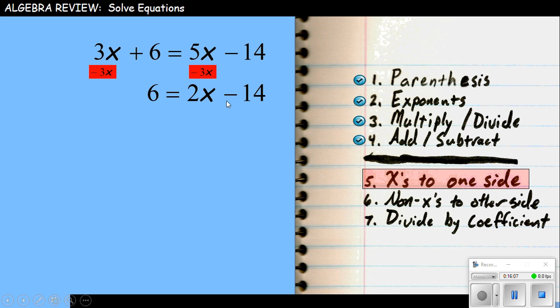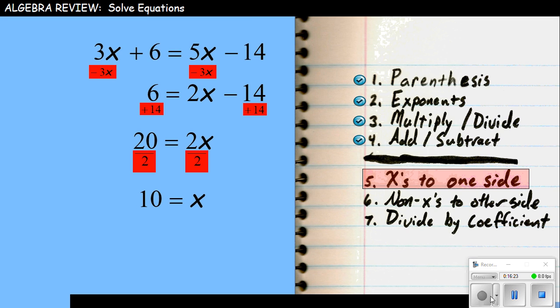Now, to finish this problem, you're simply going to add 14 and divide by 2. Find the solution for this equation. We're going to add 14 to both sides, and now we have 20 is equal to 2x, and then divide by 2, and we'll end up with 10 is equal to x.